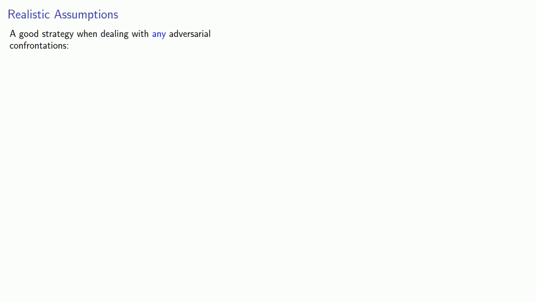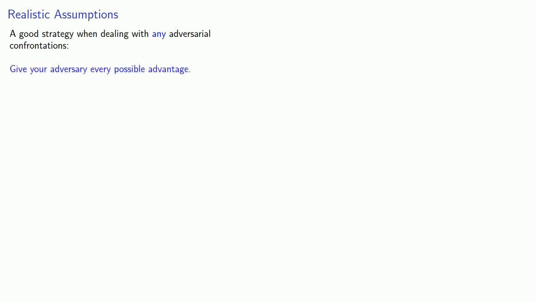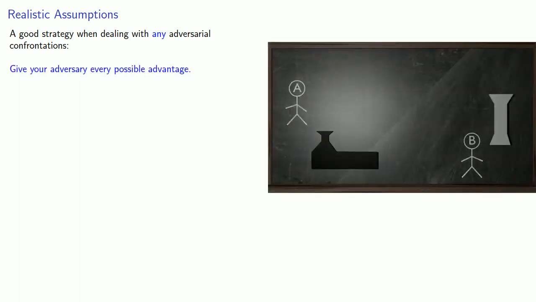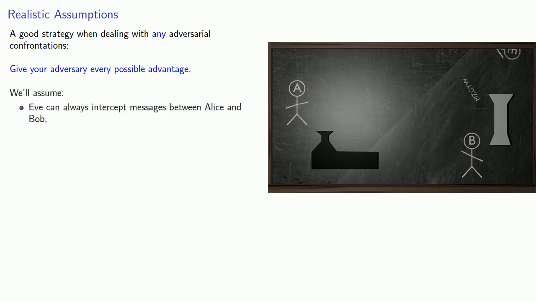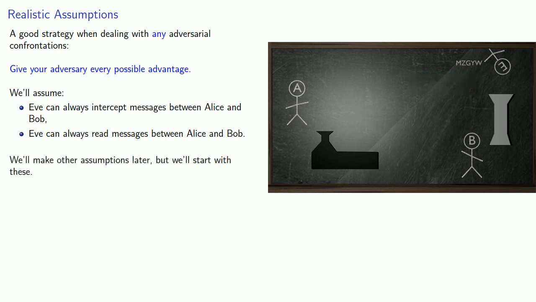Now let's make some realistic assumptions. A good strategy when dealing with any adversarial confrontations is to engage in wishful thinking. A good strategy is to give your adversary every possible advantage. And in the case of cryptography, we'll assume the following. First, Eve can always intercept messages between Alice and Bob, and Eve can always read messages between Alice and Bob. We'll make some other assumptions later, but we'll start off with these.